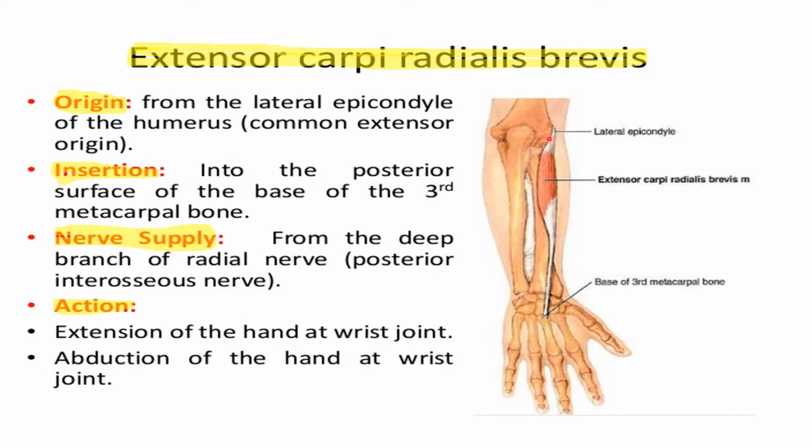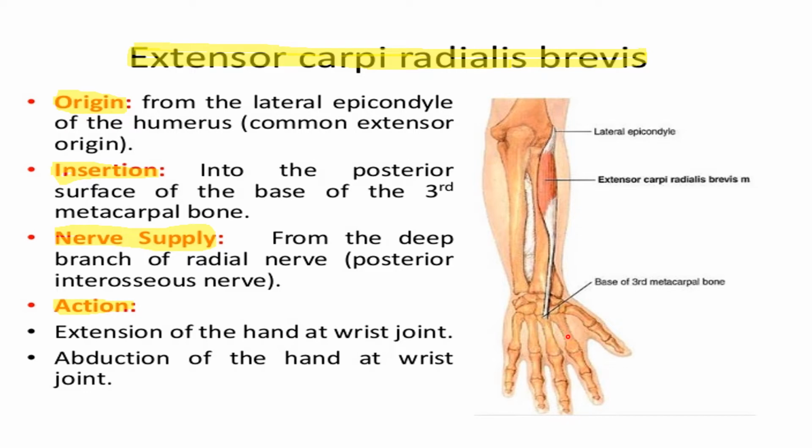So this is the extensor carpi radialis brevis. As its name indicates, brevis means small and longus means long. So this muscle is smaller than the extensor carpi radialis longus, and it originates from the lateral epicondyle of the humerus. This is the common extensor origin. From here other muscles also originate.